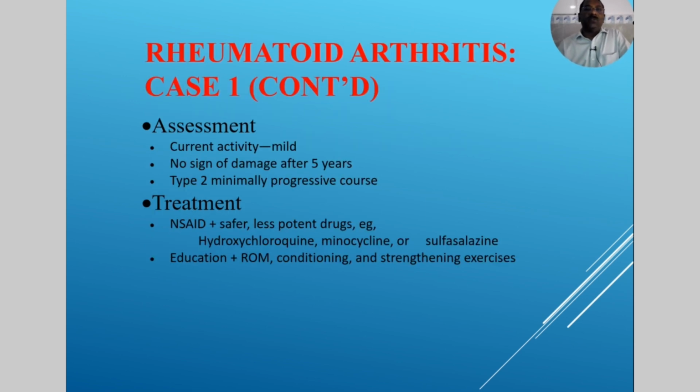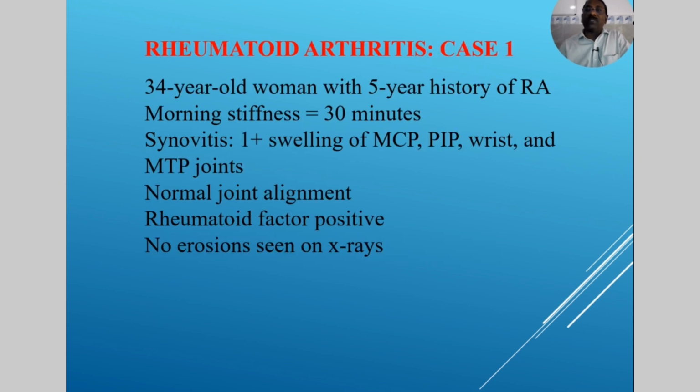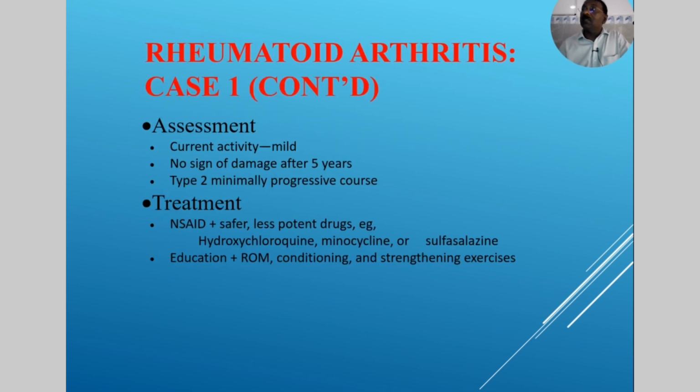Mild disease. So current activity is mild. No sign of damage after 5 years. Type 2, minimally progressive course, even after the 5 years history of the rheumatoid arthritis. So the disease is so mild. So lucky. She is a lucky woman.